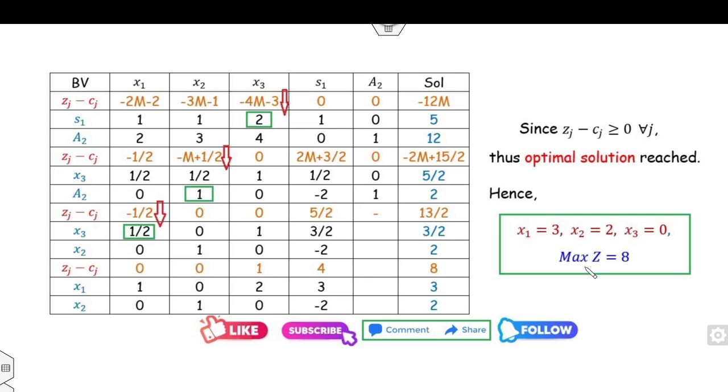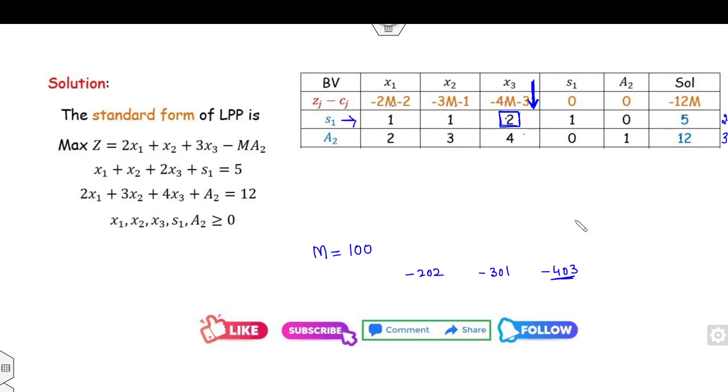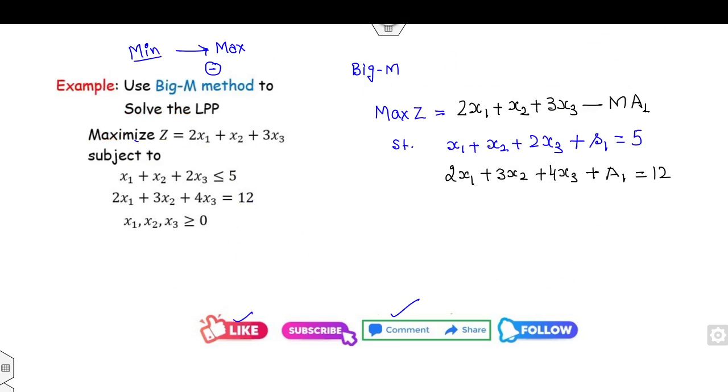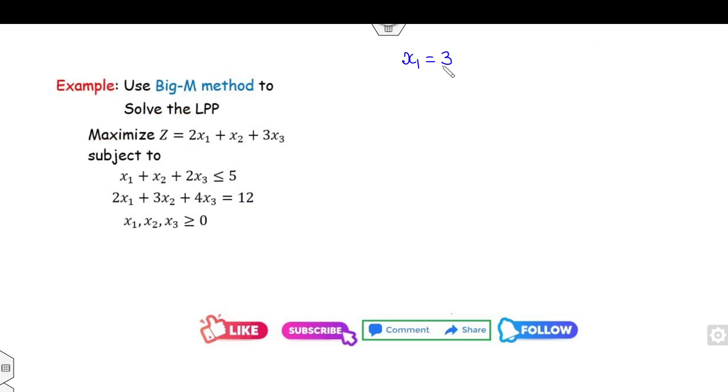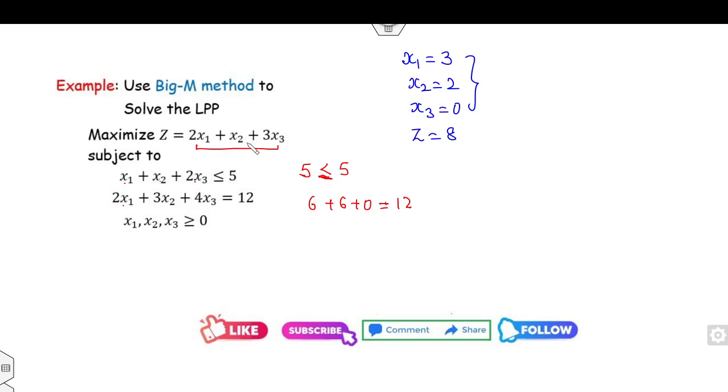Fine. In your examination, you can check your answer as well, because x1 is 3, 2 and 0. So you can substitute in the given equation. My given equation is here. So x1 is 3, x2 is 2, x3 is 0, and the value of Z is 8. I can substitute all these values in the given equation. So 3 plus 2 plus 0, 5 less than or equal to 5. Satisfied? Equality. In this case, 6 plus 6 plus 0 is 12. So yes, equality satisfied. And you can also see from this case, 6 plus 2 plus 0, 8 satisfied. Yes, your answer is satisfied.